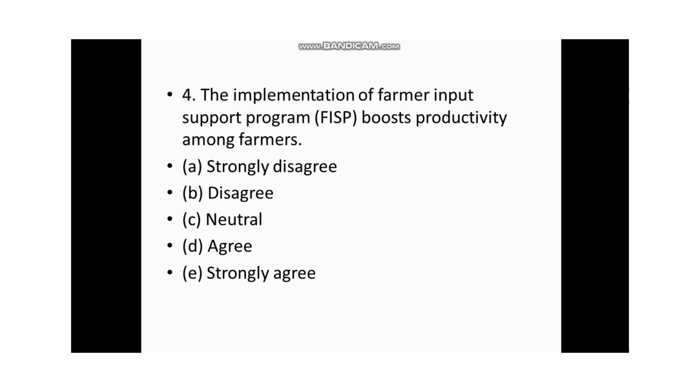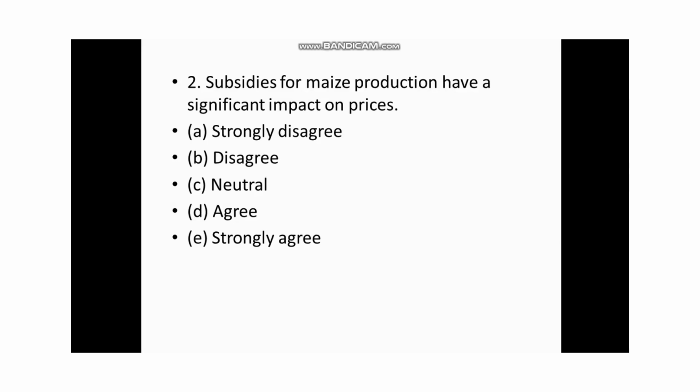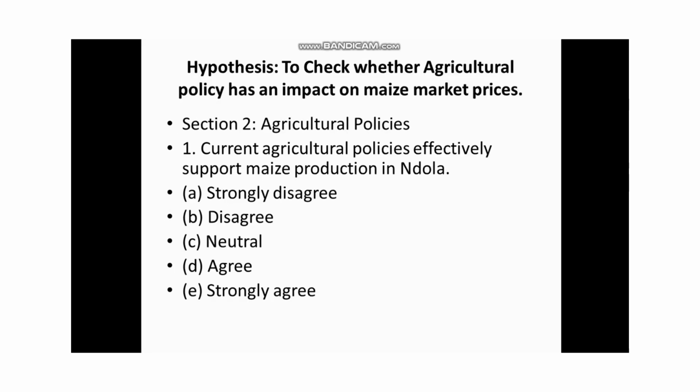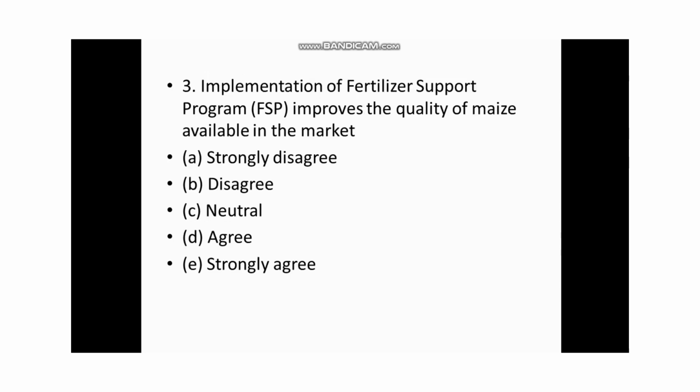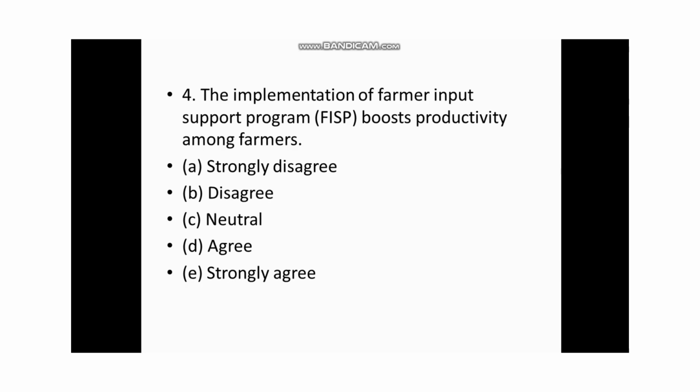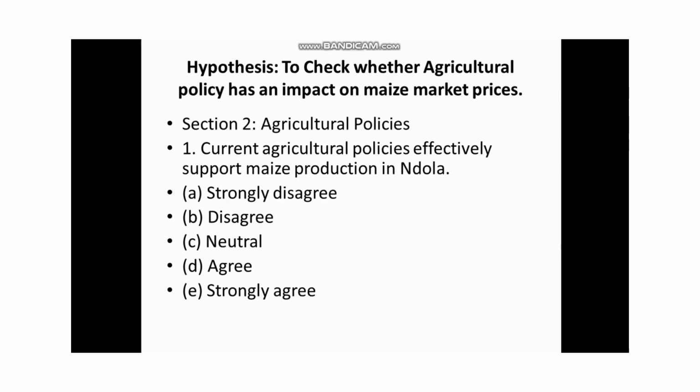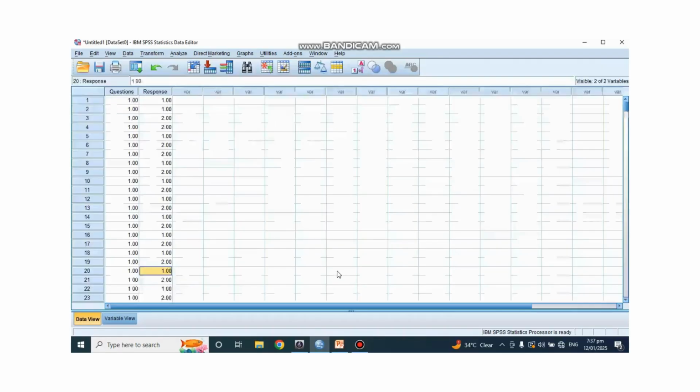So we're having 4 questions, and I am going to categorize these questions as 1. Policy, 2. Subsidy, 3. Fertilizer support program, and 4. Farmer input support program. So from these 4 questions, we want to see whether agricultural policies have an impact on market prices of maize. So quickly, we are going to go to SPSS to work on this.